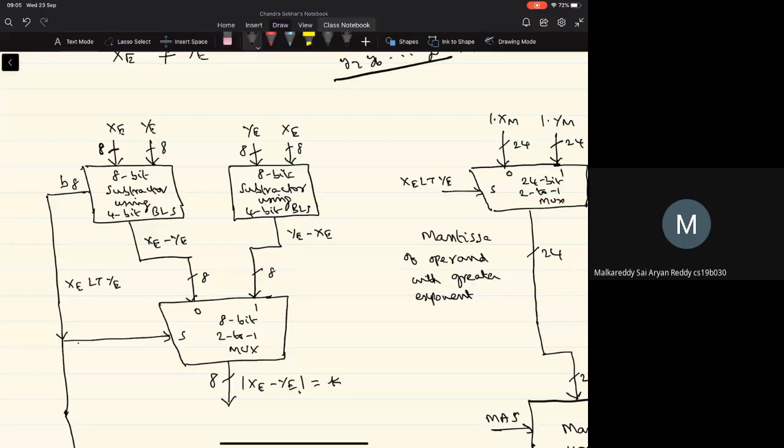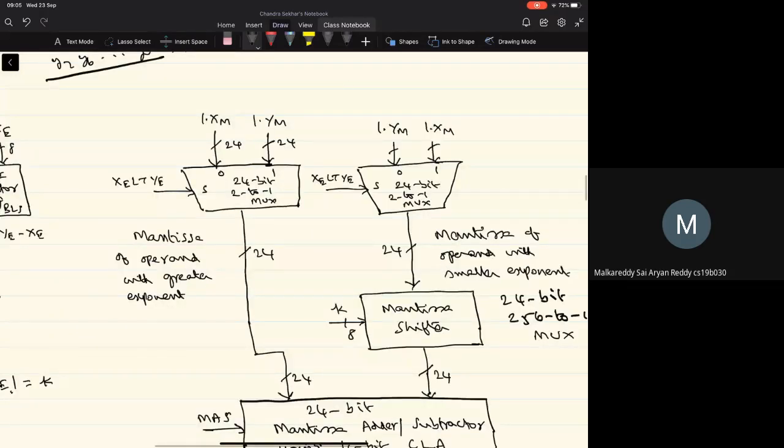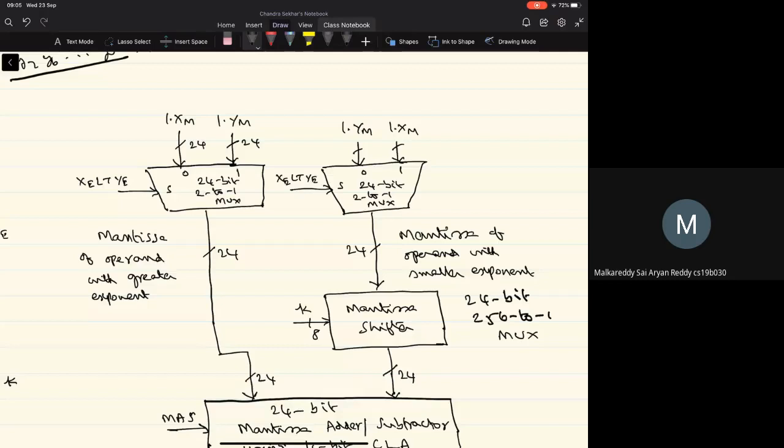So if we call this absolute difference between the exponents as k, we'll be making use of this k to perform the mantissa alignment. And the mantissa alignment involves taking the mantissa of the operand with the smaller exponent and shifting it by these k bits. So one of these mantissas of the operands will go without any shifting, and that's decided by again this xe less than ye. And if it is 0, then 1 point xm will be passed on as input to the mantissa adder subtractor. Otherwise, the 1 point ym will go as input to the 24-bit adder subtractor.